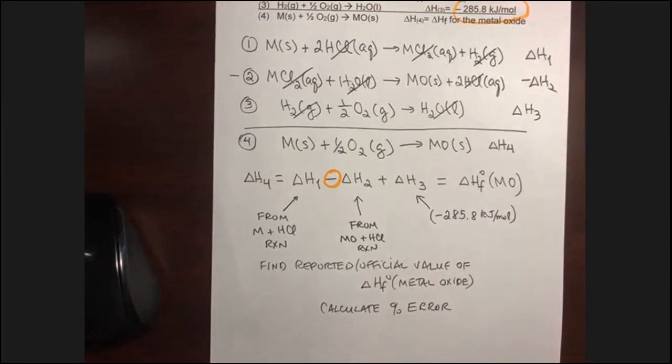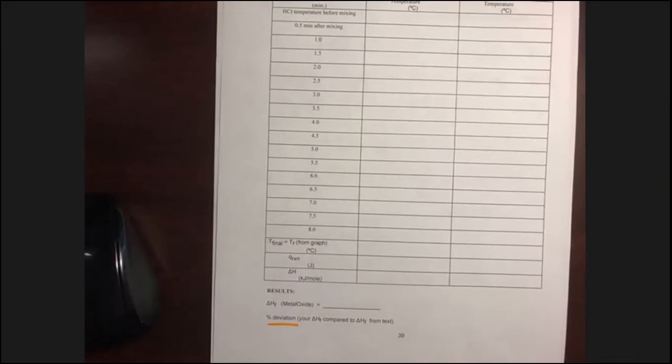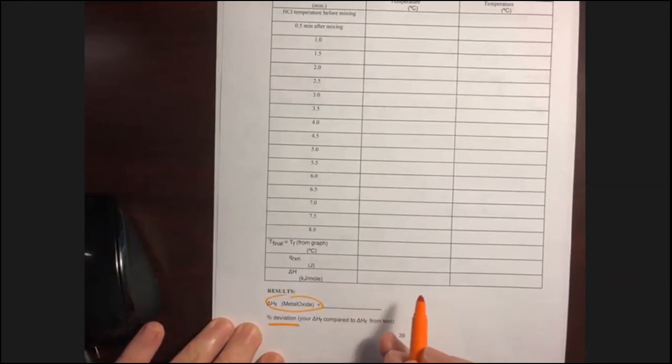Now, one of the things that sometimes is troublesome with our lab manual is that they sometimes kind of mix up terminology. Let me see if I can find the data sheet that you're supposed to be doing here. Here it is. At the bottom of the data sheet, don't forget, you need to write down what is the actual delta H of your metal oxide. Don't forget that, all right? In other words, don't leave it buried in your calculations where nobody can find it. Make sure you put it in here.